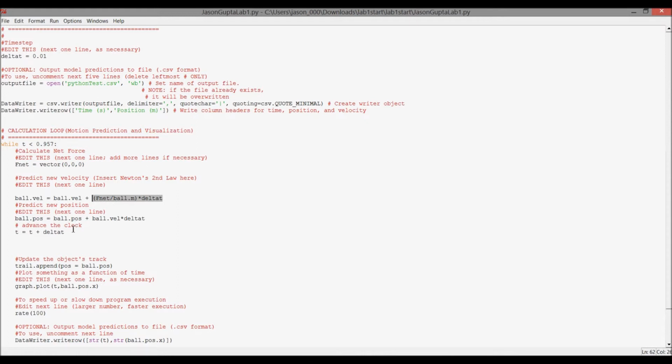Next, we update the position of our can. The final position of our can is going to be equal to the initial position of our can plus the velocity of the can multiplied by delta t. This is how far the can moves in the small time interval. Finally, we have to advance our clock and show that after each time this loop runs, time is going to advance, and then we're going to have new values for the position of the can.